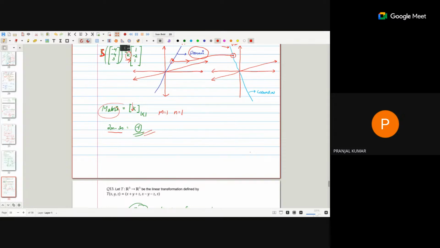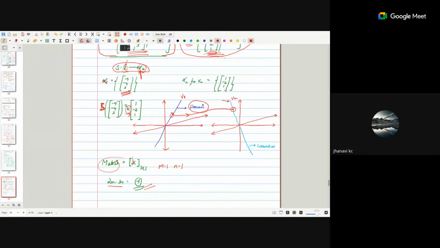Is this clear? So how come the matrix is 1 cross 1? Yeah, see, it is a real number. You could say that it is a matrix, right?